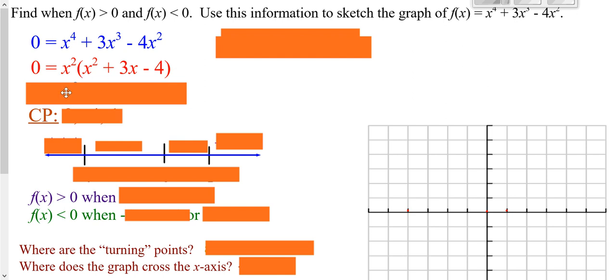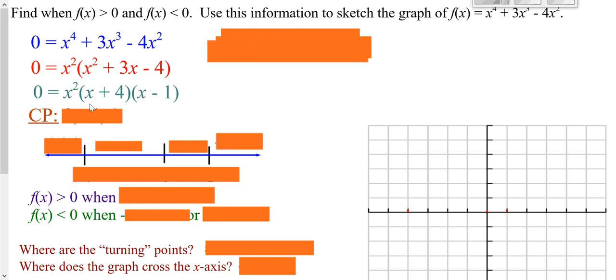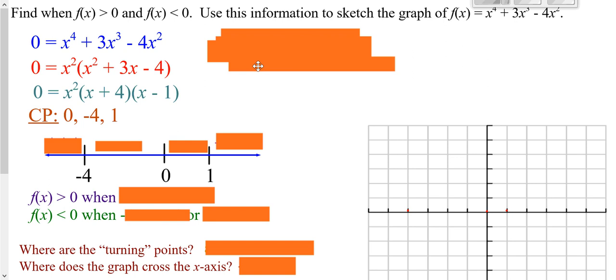So to solve something like this, we're going to factor it, greatest common factor, then we do our AC factoring, and in this case we get 0, -4, and +1. These are what are referred to as your critical points. You put these critical points in your number line. They divide your number line into regions that are positive and regions that are negative.